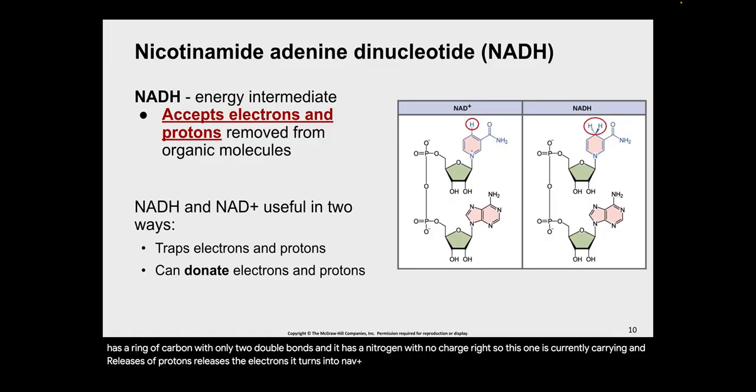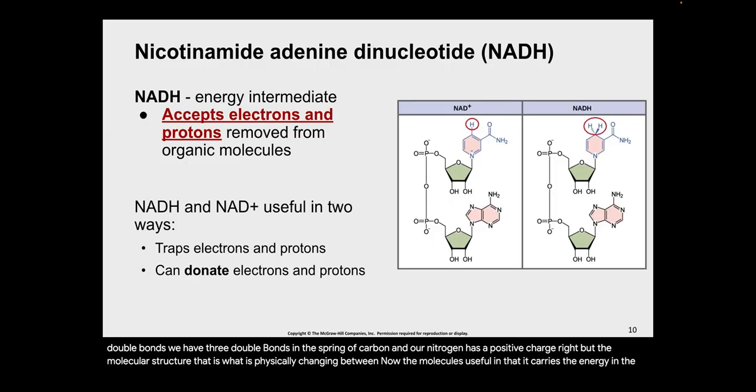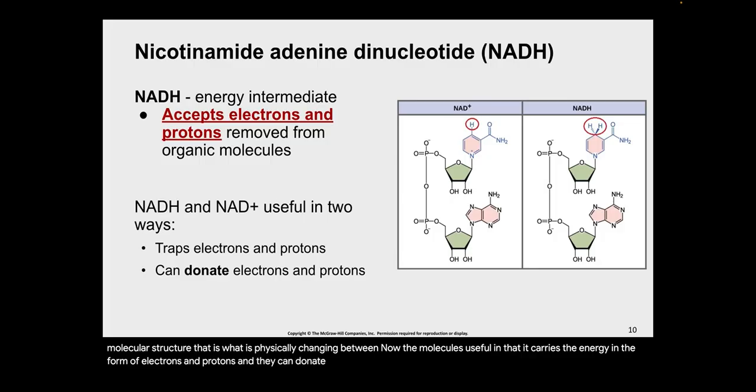Right? And again, the change here occurs where we only now have 1 hydrogen. Instead of 2 double bonds, we have 3 double bonds in this ring of carbon. And our nitrogen has a positive charge. Right? But the molecular structure, that is what is physically changing between NAD+ and NADH. Now, this molecule is useful in that it carries the energy in the form of electrons and protons, and then can donate that energy in the form of electrons and protons.